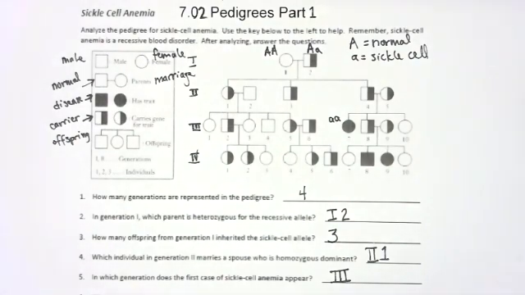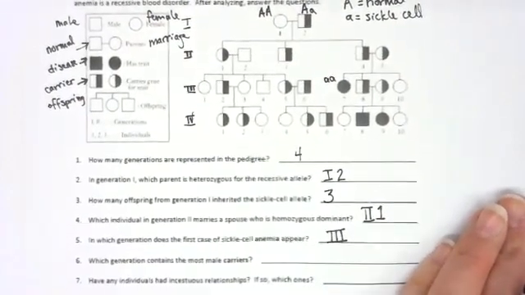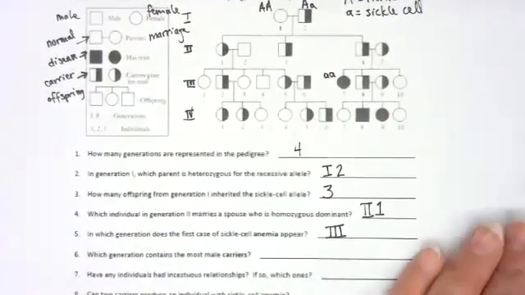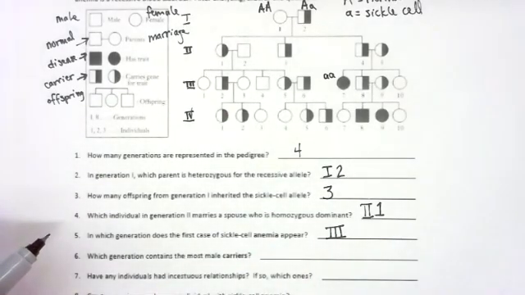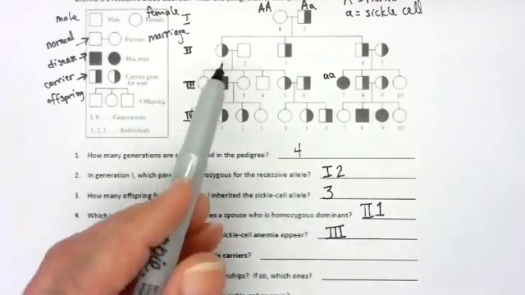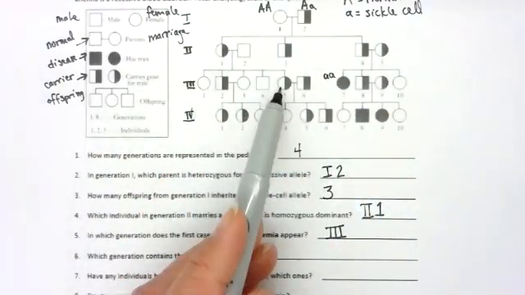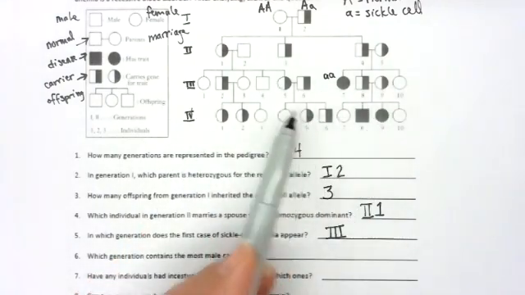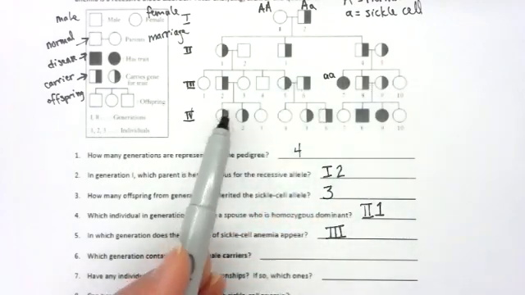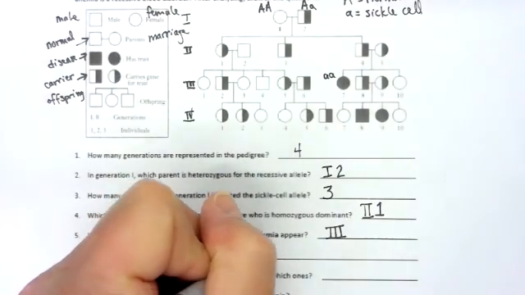I'm going to go ahead and read the question. Well, I can scroll down a little bit without cutting off. In which generation contains the most male carriers? All right, so here we have 2 female carriers and 2 male carriers. Here we have 2 female and 2 male. And here we have 3 male. Here we have 1, 2, 3 female and 1 male. So it's going to be in generation 3.